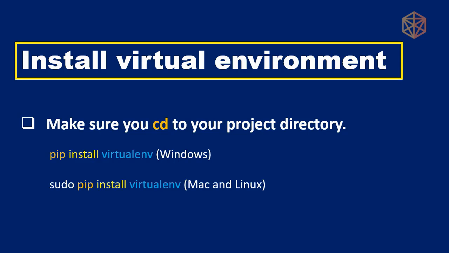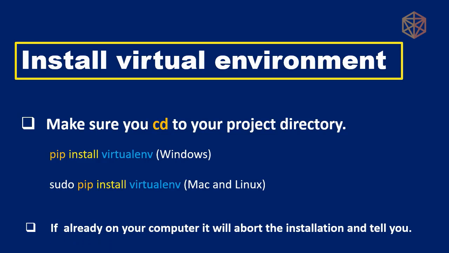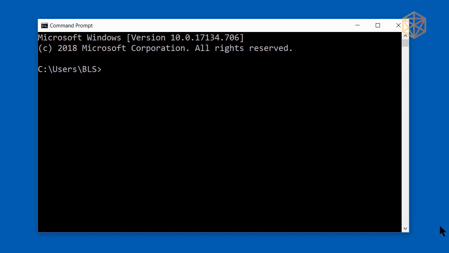On a Mac, when you're using sudo, you need to provide a password for that sudo account to enable you to install the package. When you're trying to install the virtual environment, if you have already got it on your computer, you will get a warning telling you that the computer already has it, and it will then abort the installation. I'm going to illustrate on a Windows-based computer. If you are on a Mac, you need to open up your terminal.